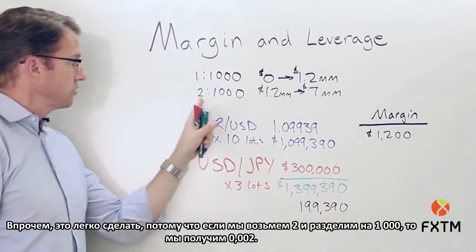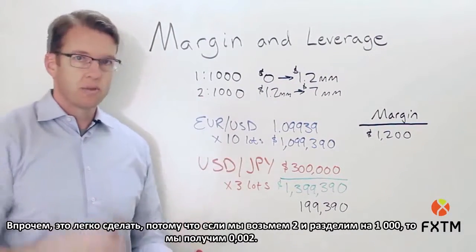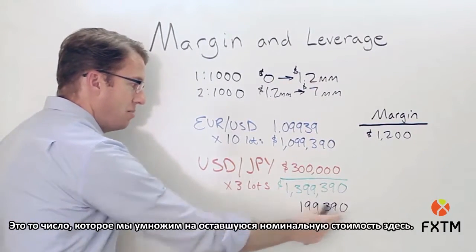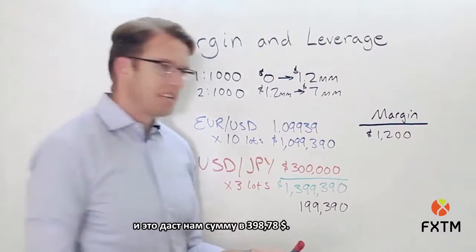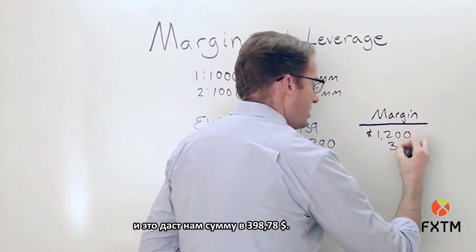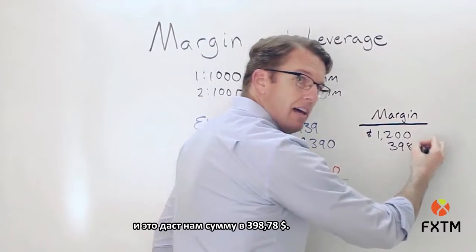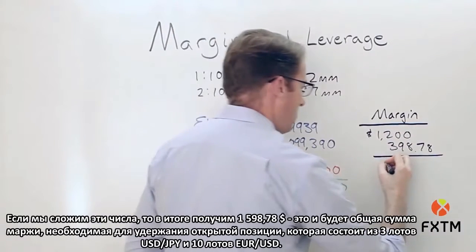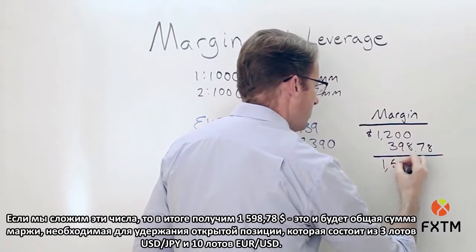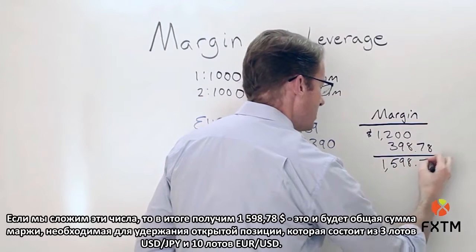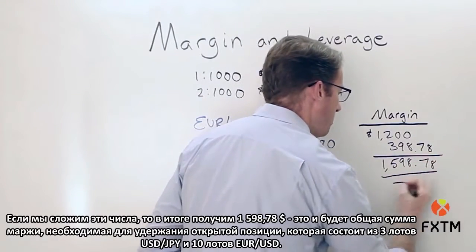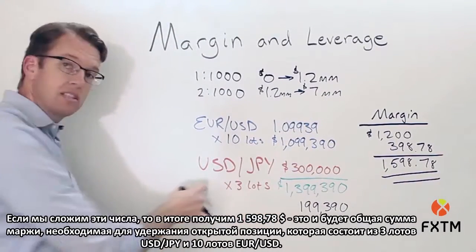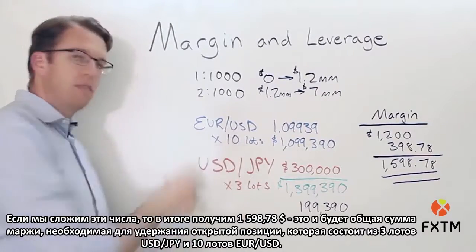So we'd have to do a little bit more calculation. Now we can do that easily, because if we take 2 divided by 1,000, then we get 0.002. So that's the number that we're going to multiply by our remaining notional value here. And that gives us an amount of $398.78. All right, so if we add those up, then I get $1,598.78 as the total margin requirement to hold open this position that consists of 3 lots of the dollar-yen and 10 lots of the euro-US dollar.